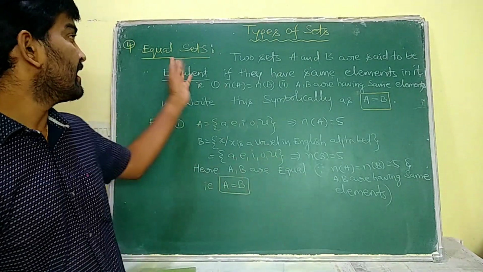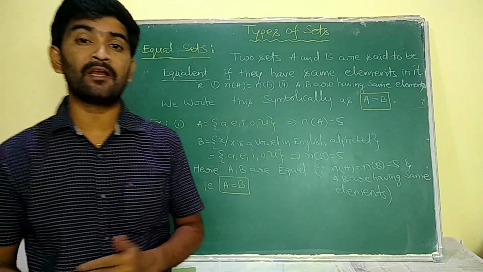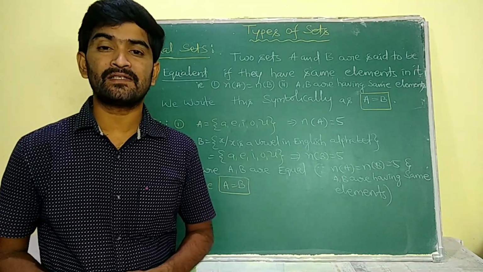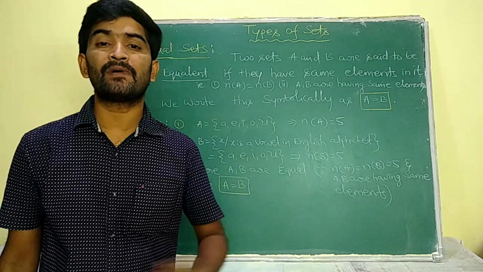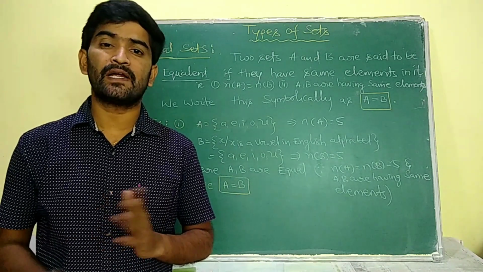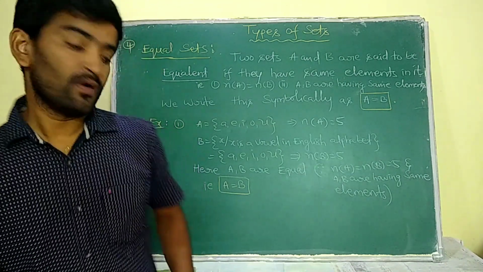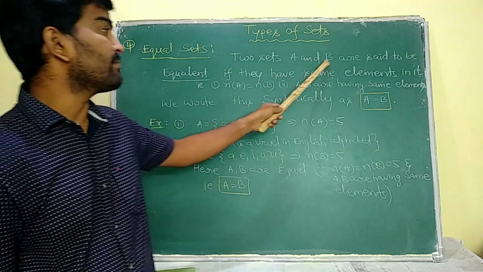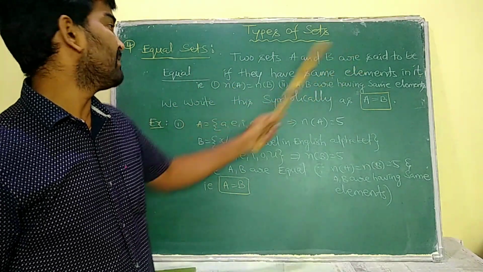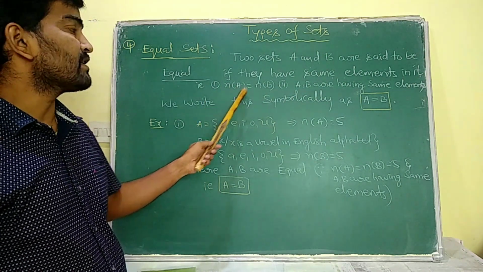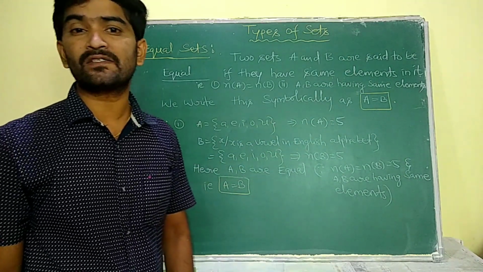Now see the fourth one, equal sets. Two sets A and B are said to be equal if they have the same elements. Same elements in the sense, whatever elements A is having, the same elements B must have. The order may change, but A and B must have the same elements. Then A and B are said to be equal sets. Coming to the definition, two sets A and B are said to be equal if they have the same elements in them. That is, n(A) is equal to n(B), and A and B are having the same elements. These two conditions we have to check.